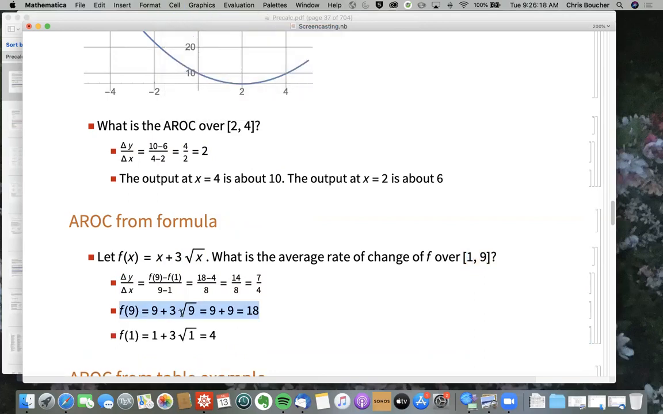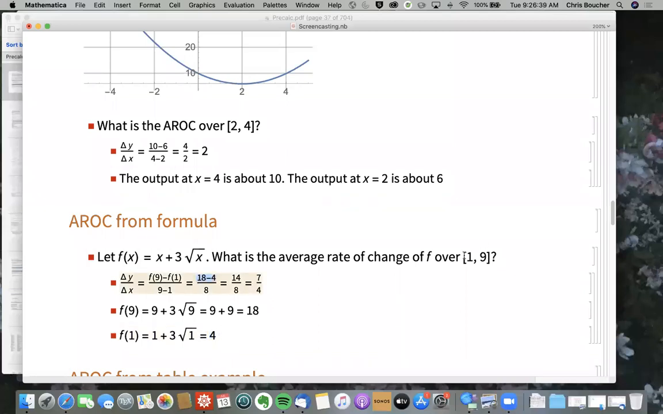Indeed, right? So f of 9, I just plug 9 into my formula in the input slot. I get 9 plus 3 times the square root of 9. That comes out to 18. And when I evaluate f of 1, the function at the left end of the interval, I get 1 plus 3 times the square root of 1. That comes out to be 4. So that's where the 18 minus 4 in the numerator comes from.